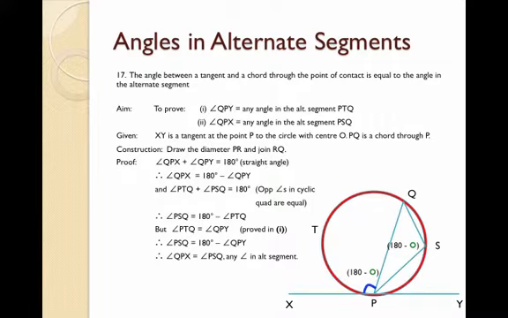The trick to recognizing this particular property in pictures is to highlight where the chord and the tangent meet, and then highlight any angle at the circumference that creates a triangle from that chord.